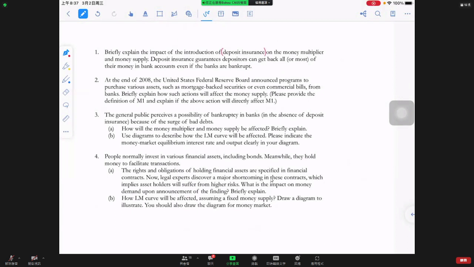And the second question: at the end of 2008, the United States Federal Reserve Board announced a program to purchase various assets such as mortgage-backed securities or even commercial bills from banks, right? So this question asks you to briefly explain how such actions will affect the money supply.